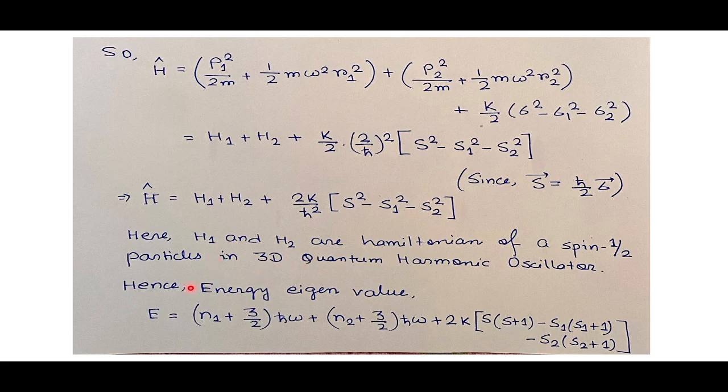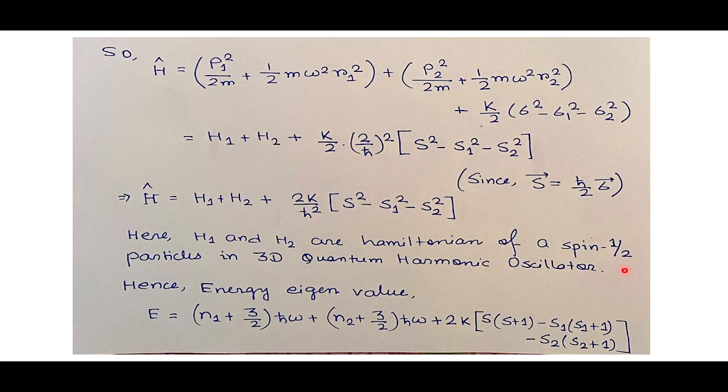Here, this H1 and H2 is basically your N1 plus 3 by 2 times h cut omega plus N2 plus 3 by 2 times h cut omega, and this will give you the energy eigenvalue 2k times. So here you will get s into s plus 1 times h cut square. The h cut square from all the terms will cancel out, so I have not written it here. So this will give s into s plus 1 minus s1 into s1 plus 1 and minus s2 into s2 plus 1. Okay, fine. Up to this everything is clear, right? Any doubt about this? Anything?